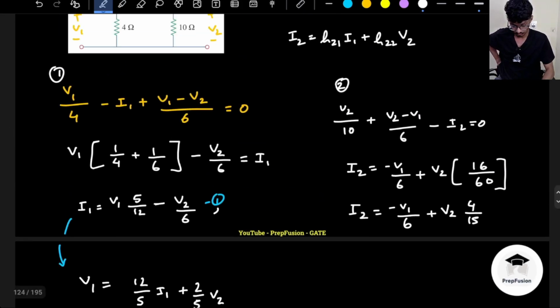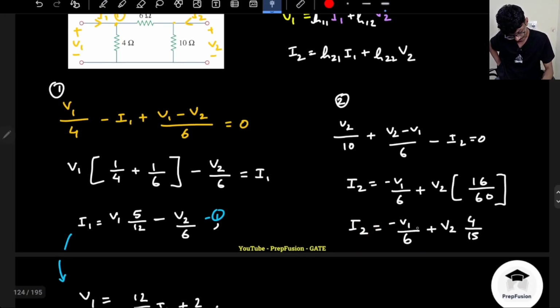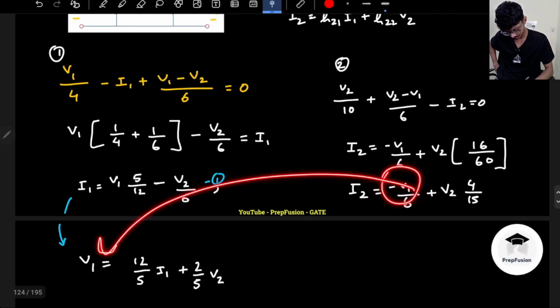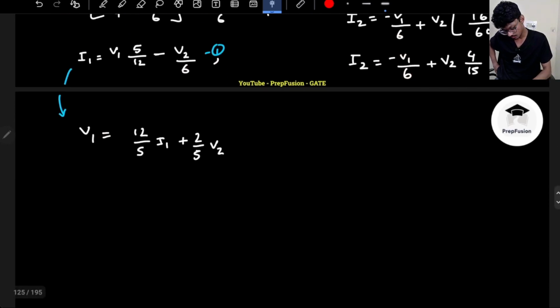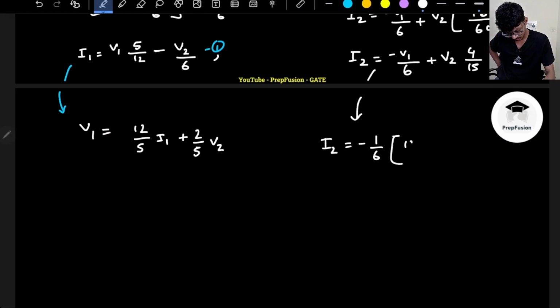What about the next equation, I2 in terms of I1 and V2? Here I have I2, but I don't have I1 and V2, I have V1. I have to remove this V1. So how will I remove this V1? From here, use this equation. So this is the equation 2. I2 is there already, V1 I will replace with this equation: by 6 is there, it is 12 by 5 I1 plus 2 by 5 V2.